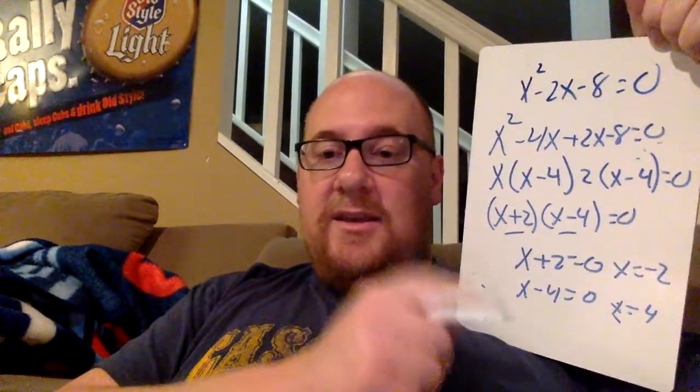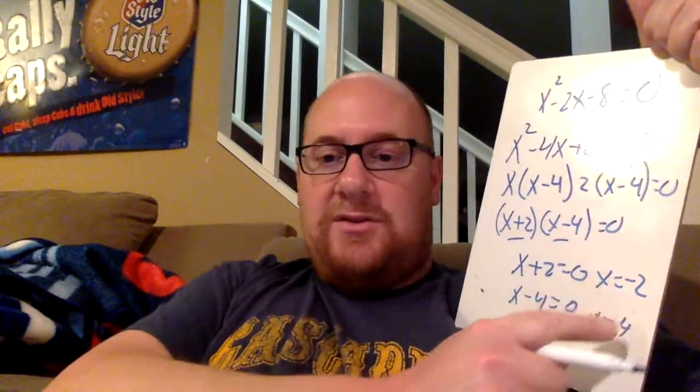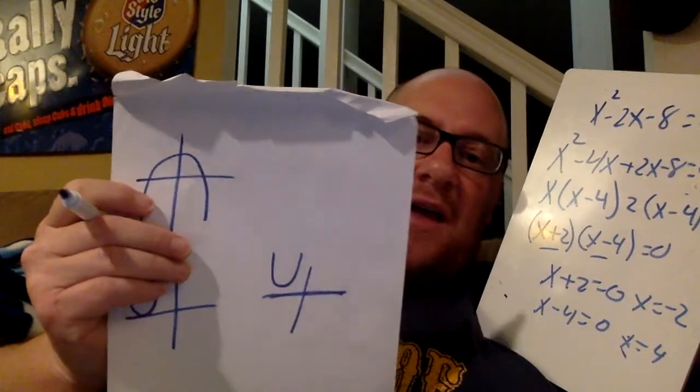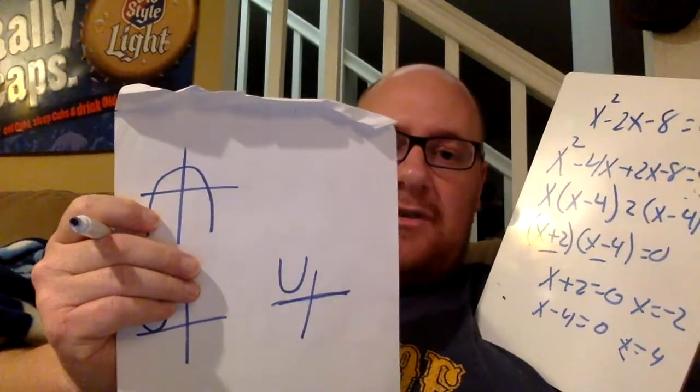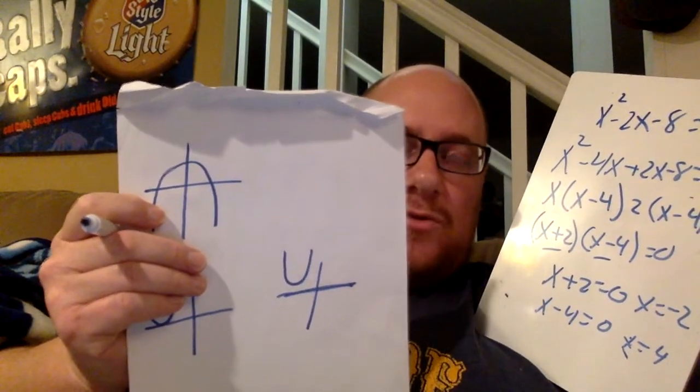That means that this parabola crosses at -2 and 4. That means it looks like this top one somewhat. We don't know if it's up or down. Who cares? We just know that it crosses at those 2 points on the x-axis. That's all I'm asking you to do today. So there is no graphing involved.